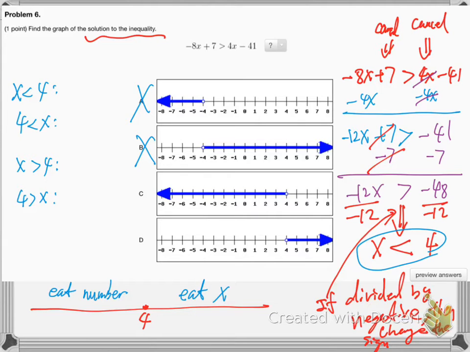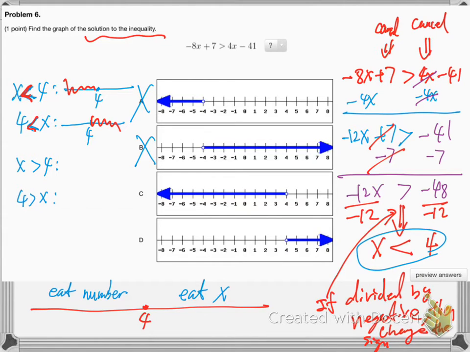So what's the solution for the first one? Cutting point is 4, so this one is like a mouse. We are eating number 4, right? Eat number, go left. So this is the answer. And then the next one, the cutting number is 4, and now we are eating x. It's like an open mouth, right? Eating x, so we go to the right.